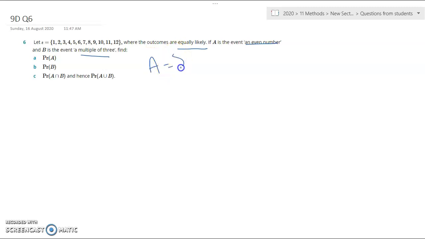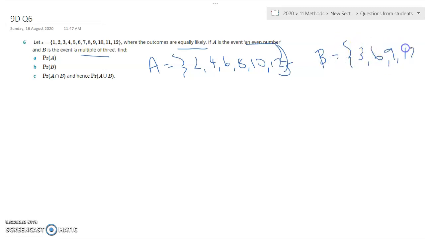So set A is equal to {2, 4, 6, 8, 10, 12}. That should be a curly bracket. And set B, sorry, B is equal to the set of multiples of 3, so we're looking at {3, 6, 9, 12}.